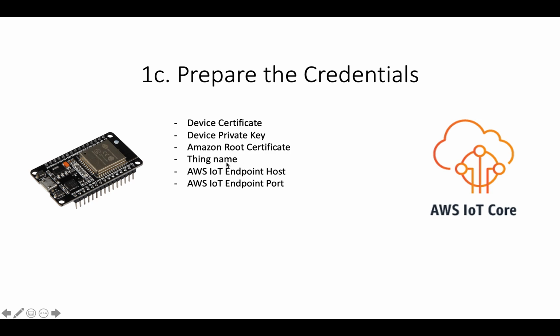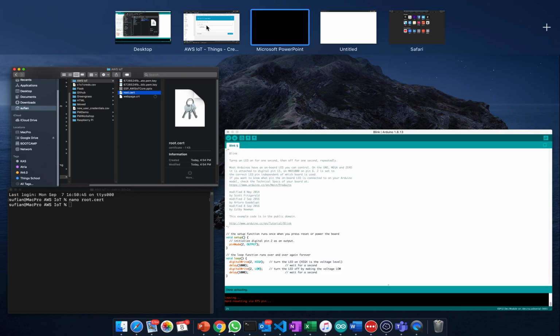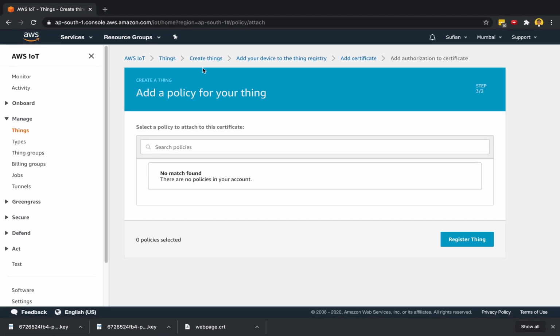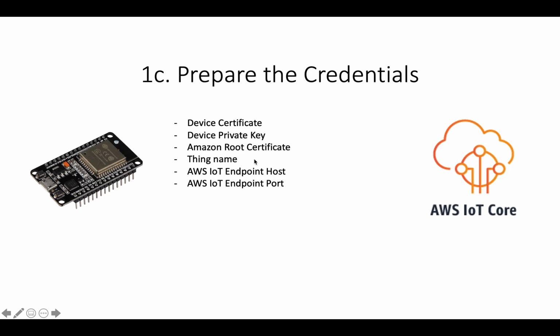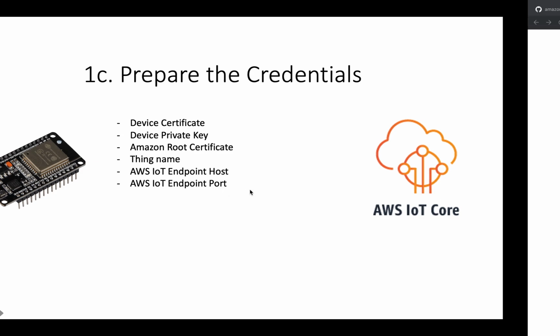We need to know the thing name. Whatever device name I have given in AWS IoT Core, that's the same name that I need to use. So that was my ESP32, that's the name. We will just make note of that. And we also need to know the IoT endpoint host name as well as the port number.